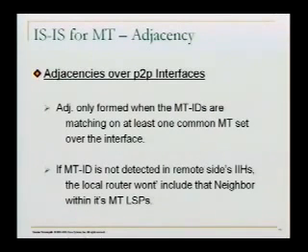Versus on a point-to-point link, adjacency is formed only when the MT IDs match on at least one common MT set over the interface. And if an MT ID is not detected in the remote side's IIH packet, that means if I send that I belong to a certain MT ID, and the neighbor sees that it is not part of the same MT ID, which means it may not be running IPv6, then the local router won't include the neighbor in its MT LSPs, meaning I'm not going to form adjacency.